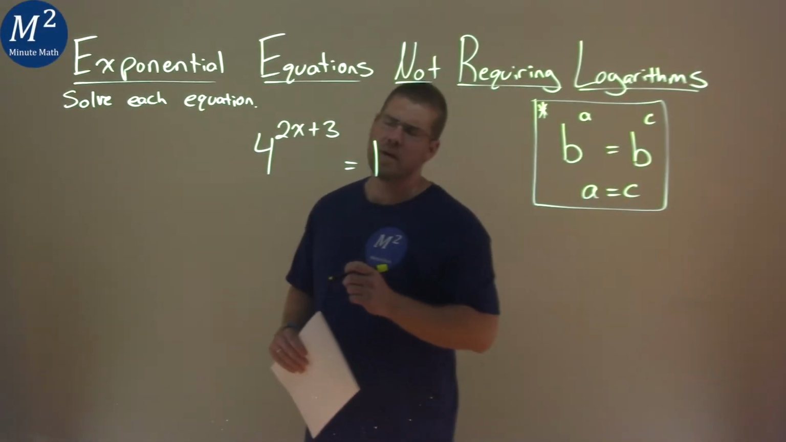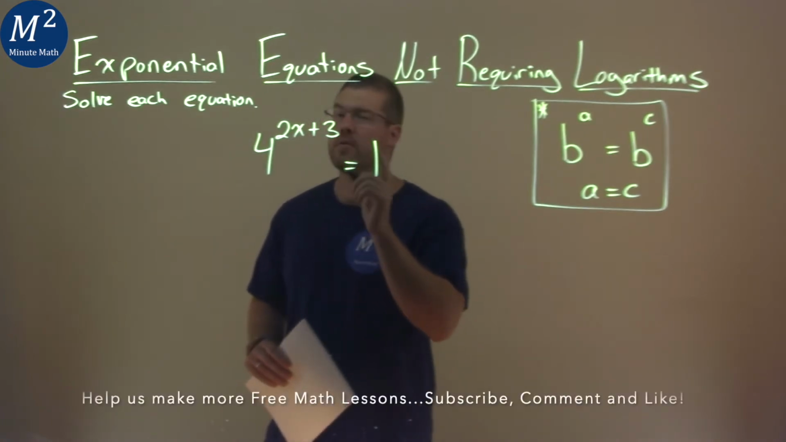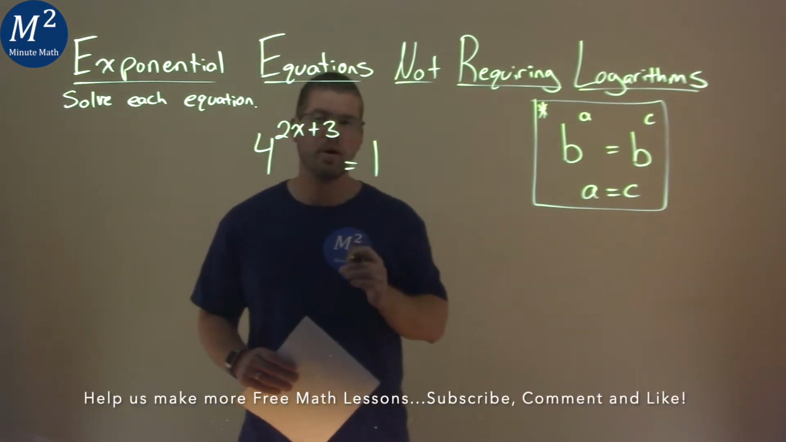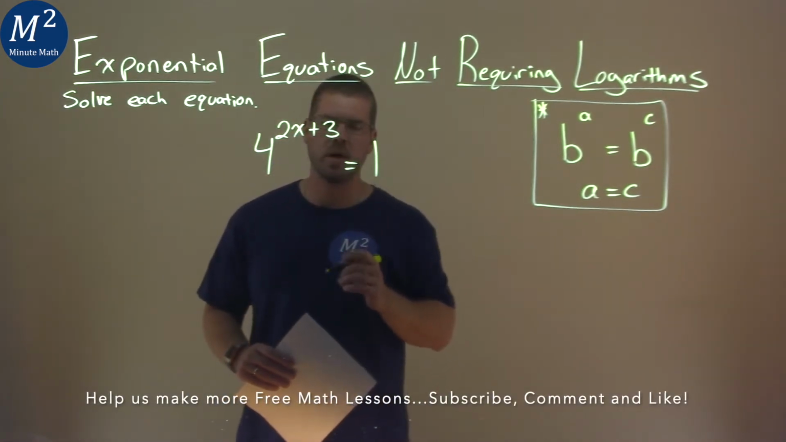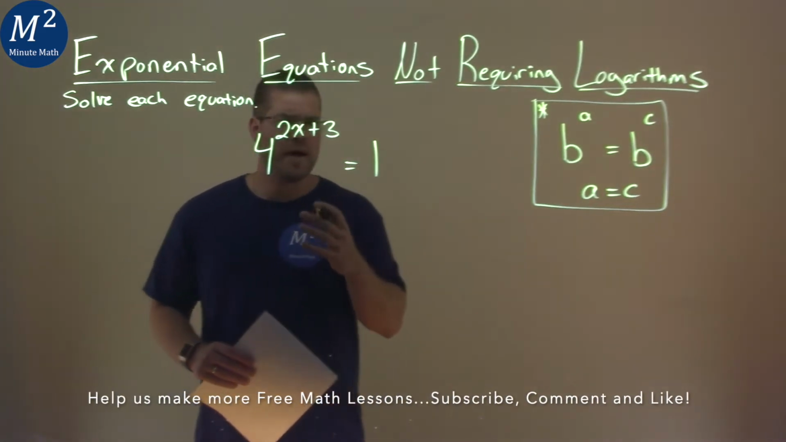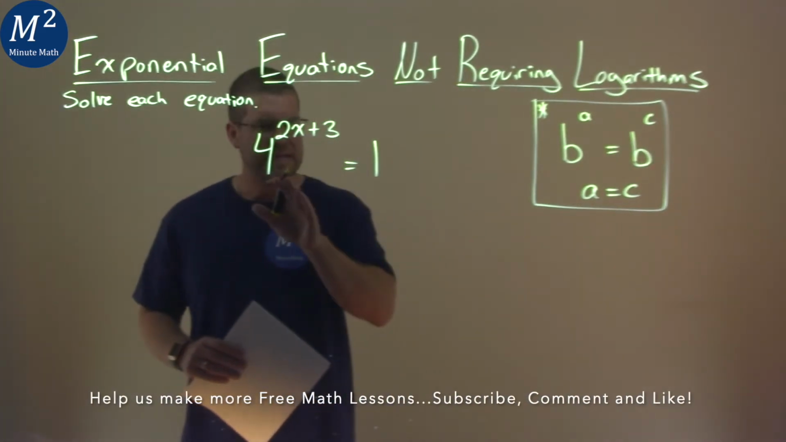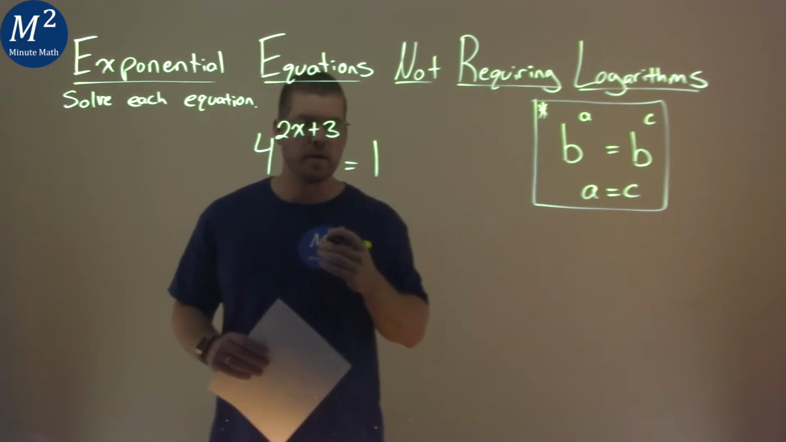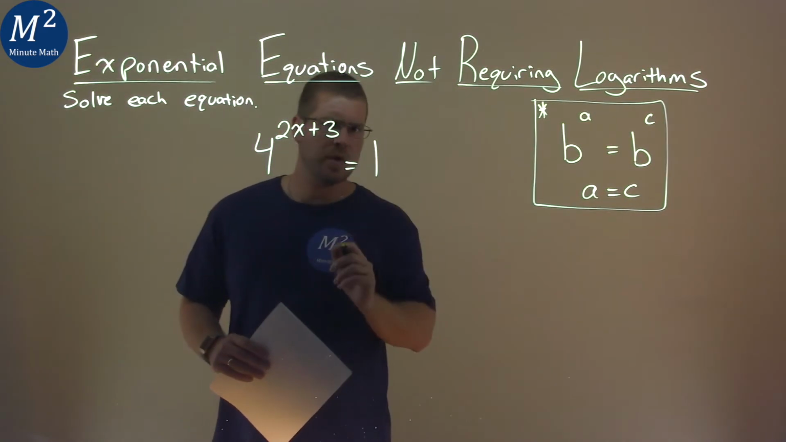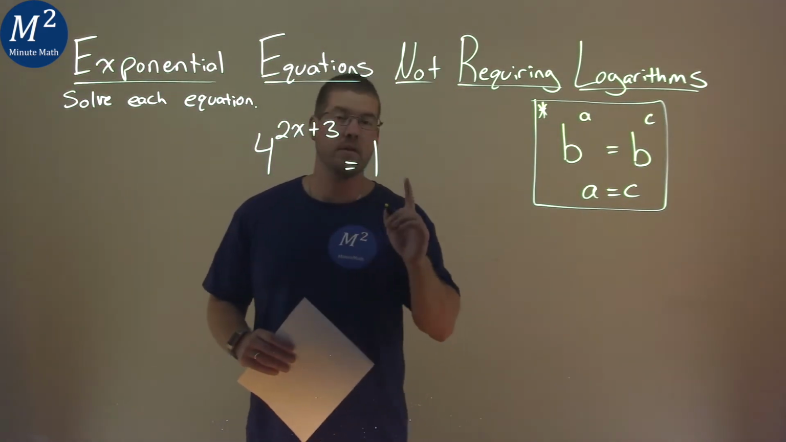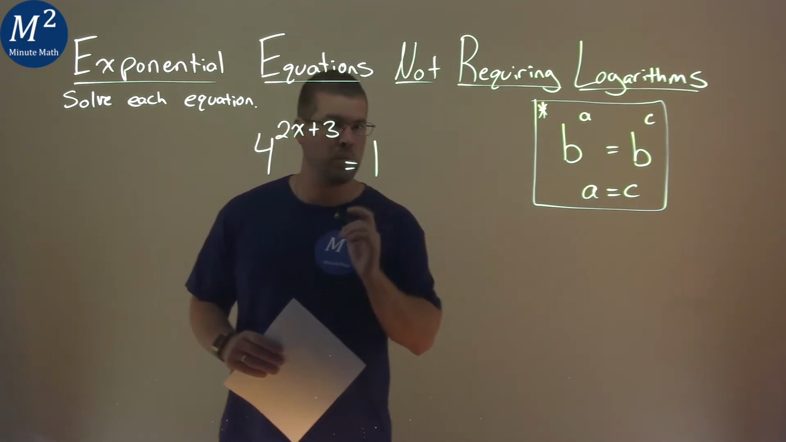We're given this problem right here, 4 to the 2x plus 3 power, and that is equal to 1, and we have to solve this. So I want to find a way to have the same base for both sides of this equal sign. This one is the tricky part, but remember, anything to the 0 power is equal to 1.